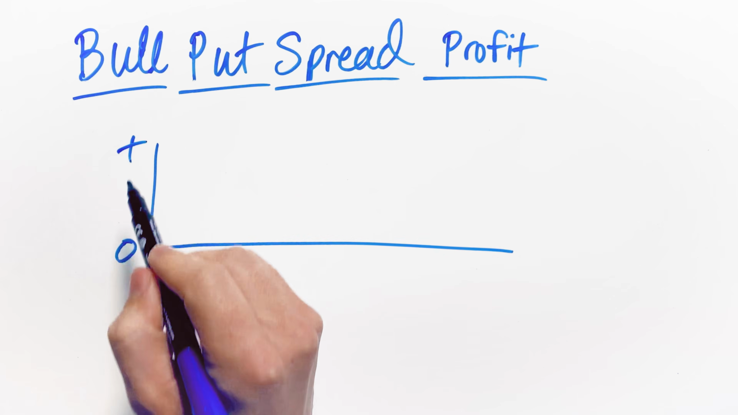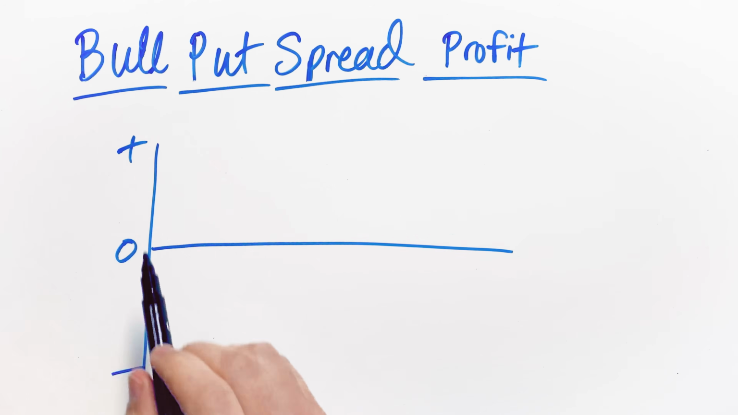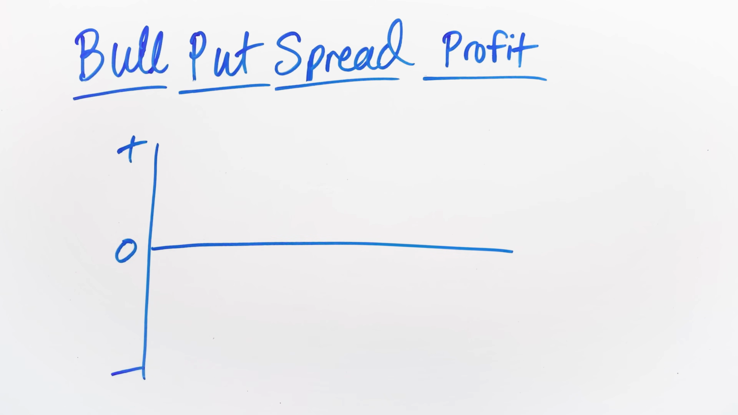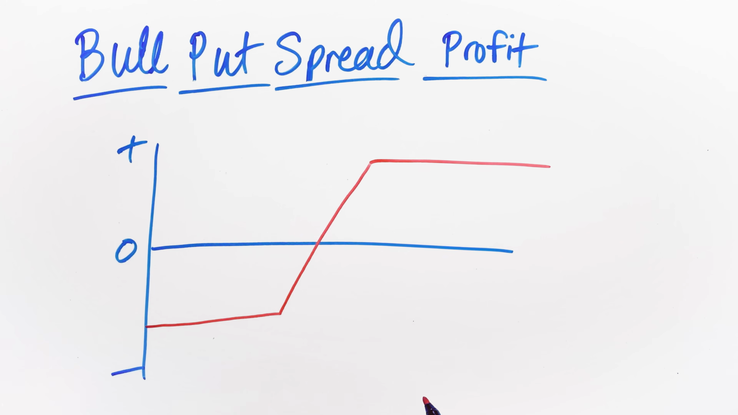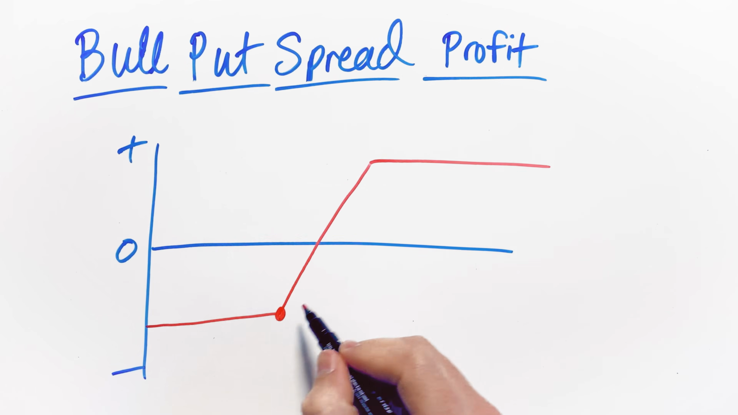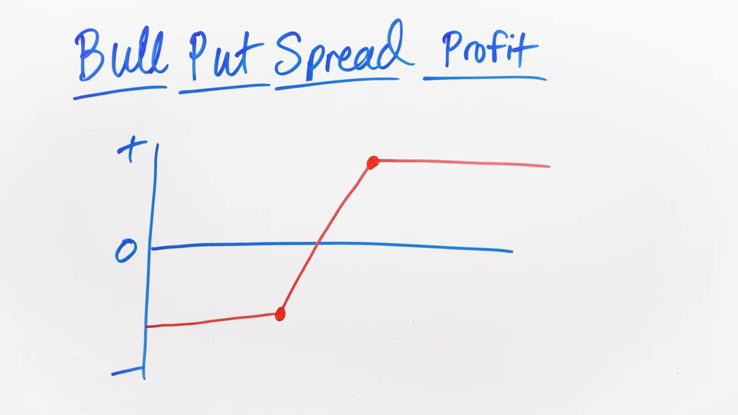So we have our zero barrier or break-even point, and then we have positive, which is making money, and we have negative, which is losing money. And of course, a bull put spread's payoff diagram looks like the following. It has these two pivot points, which are the points at which you would sell or buy different contracts.